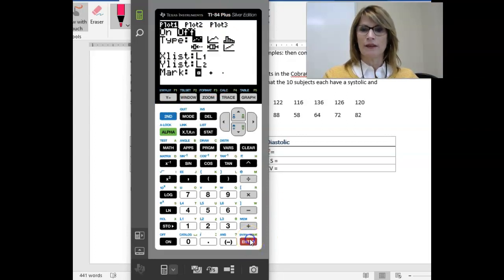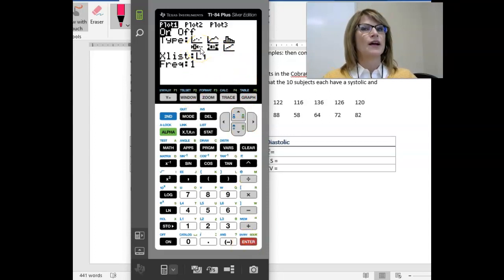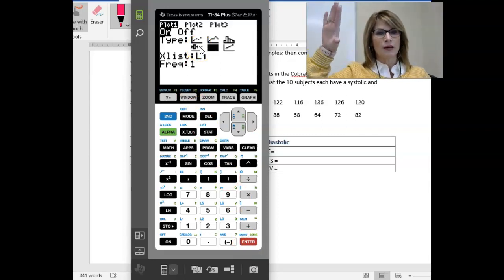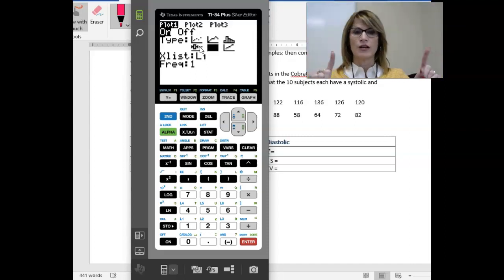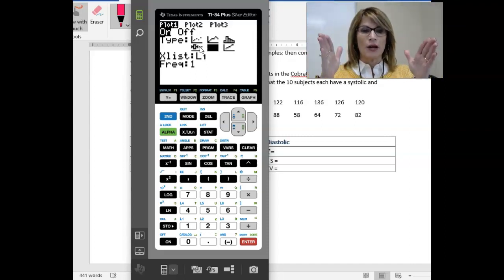Select the first one, highlight on, turn it on, and then come down here and pick out the one that looks like a box plot. This one. That one looks like a box plot. Now this one with the dots is more like the Michael Jordan data, when you have somebody that makes way more money than everybody else and you've got an outlier in one direction or the other. But just for regular data, we'll do just a plain box plot.